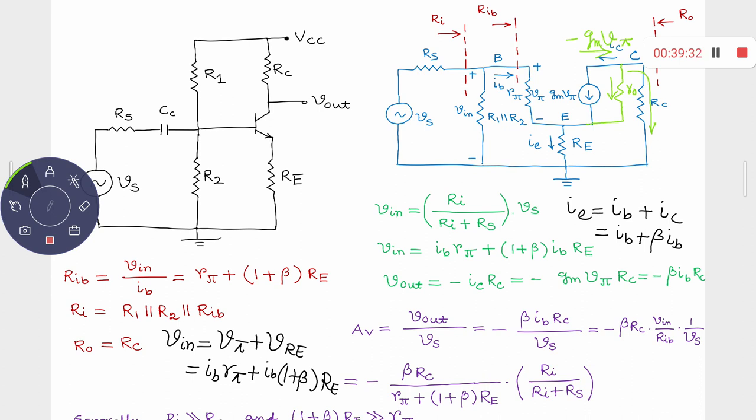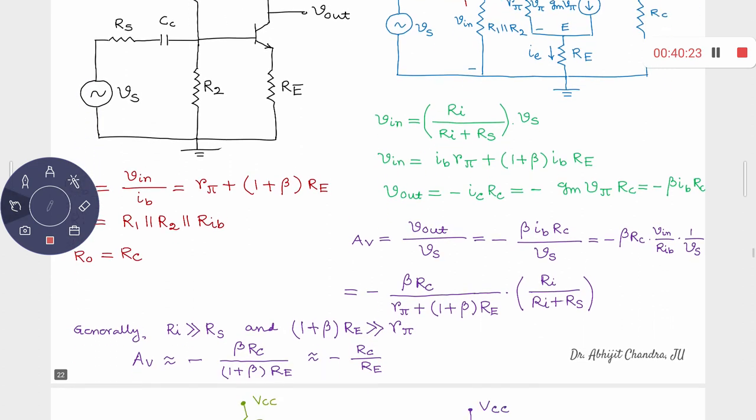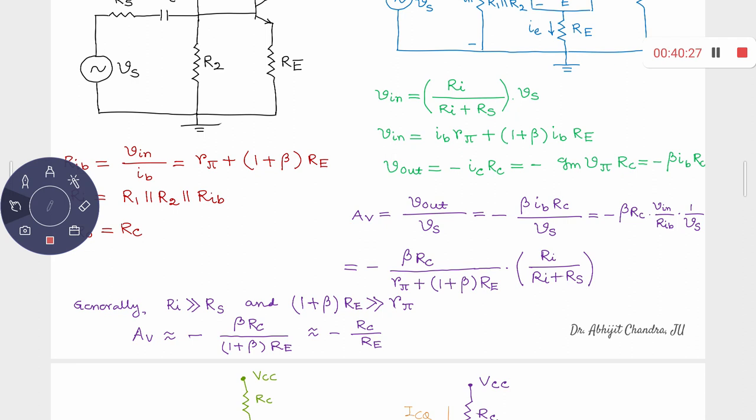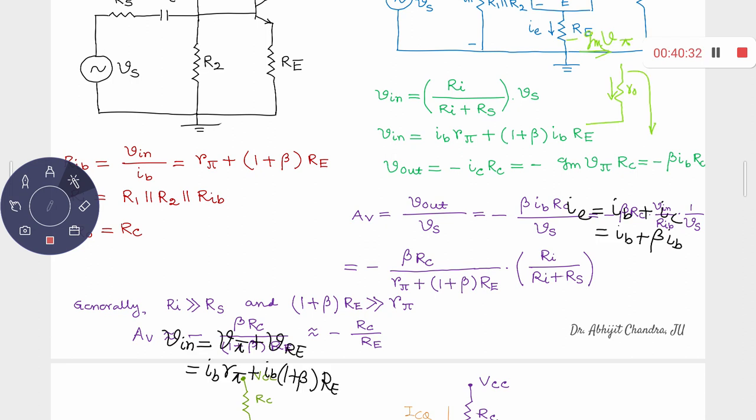Then the voltage gain expression, V out upon VS. What is V out? V out is minus beta IB times RC. So minus beta RC, and then we represent this IB as Vin upon RIB, because RIB is equal to Vin upon IB, and ultimately you have to represent it in terms of Vin. So it becomes minus beta RC multiplied with Vin upon RIB into 1 upon VS. And already you know this expression, Vin upon VS is RI by RI plus RS, right? So then what are we getting? The final expression for this gain is minus beta RC divided by R pi plus 1 plus beta times RE, into this one.